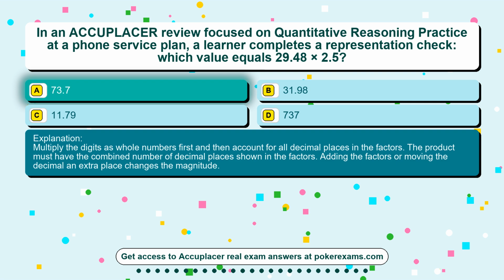Multiply the digits as whole numbers first and then account for all decimal places in the factors. The product must have the combined number of decimal places shown in the factors.